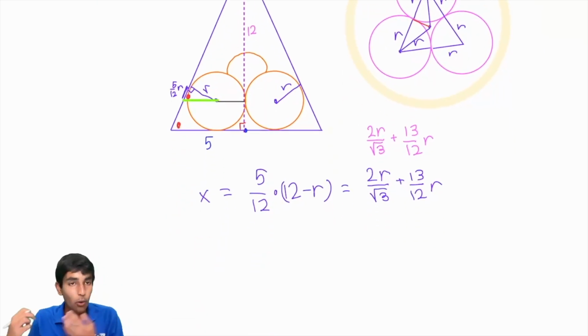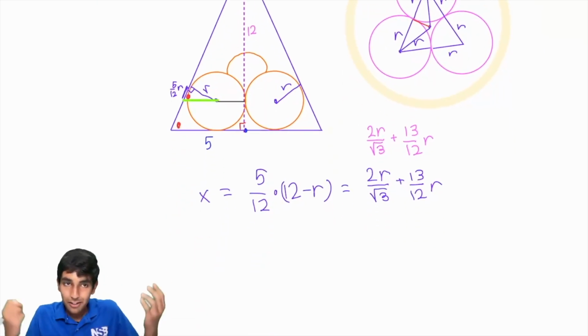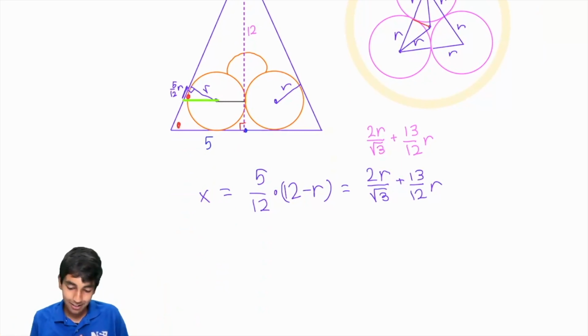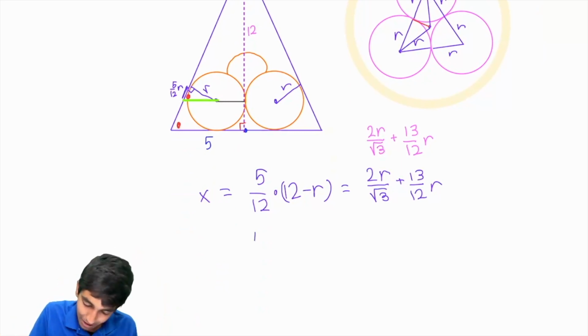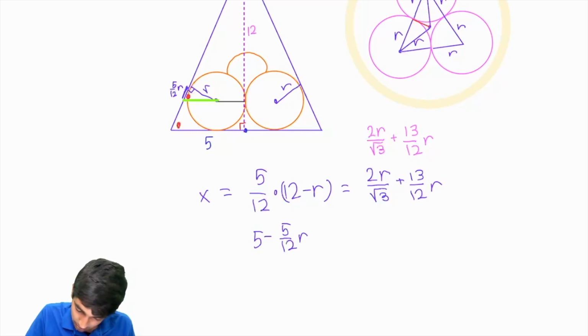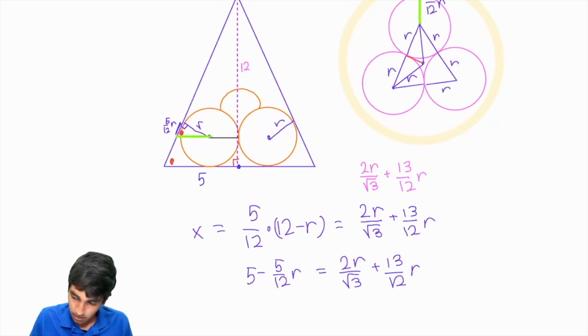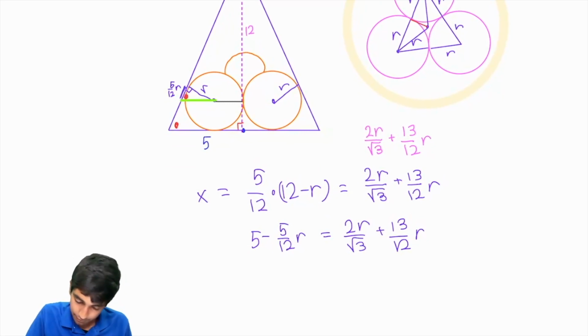And now we have an equation in terms of r. So now we can just solve for r. It's just that simple from here. And this is a one variable equation. That's all we have left to do. 5 minus 5/12 r, and then we have equals this, 2r over root 3 plus 13/12 r. Okay, so let's add 5/12 r to both sides.